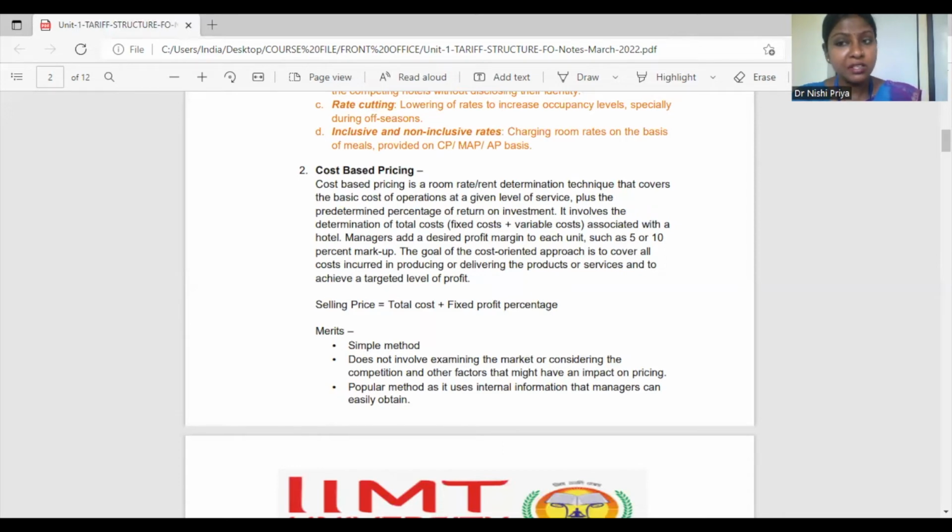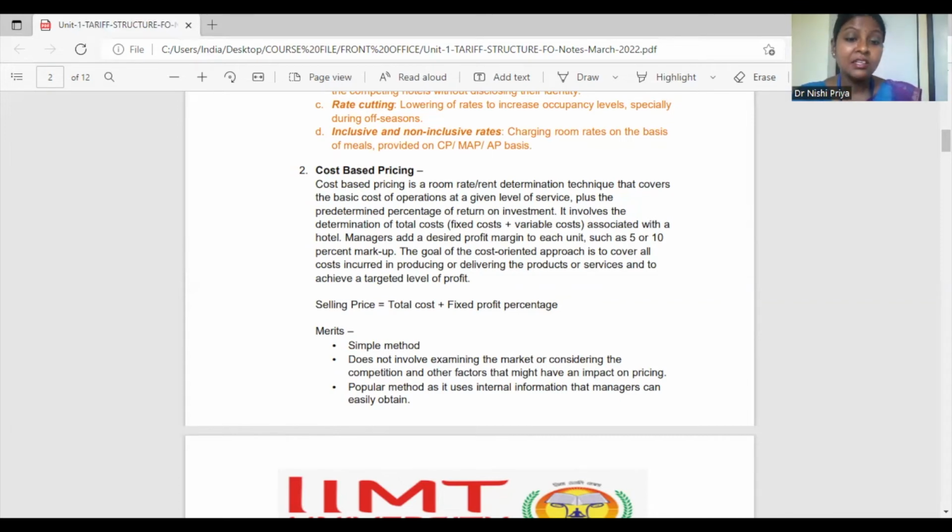So what is the selling price for cost-based pricing? Selling price is total cost plus fixed profit percentage. Now what is the fixed profit percentage? It is fixed by the manager as a desired additional profit margin to each unit, right? So total cost, which is fixed cost plus variable cost, plus fixed profit percentage, will be your selling price. The merit of this way of pricing is that it's a very simple method.